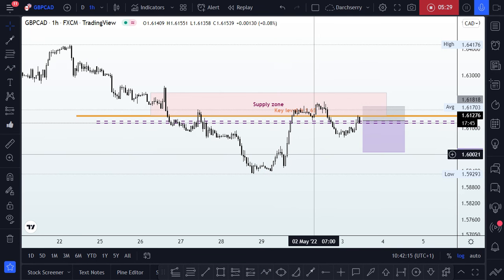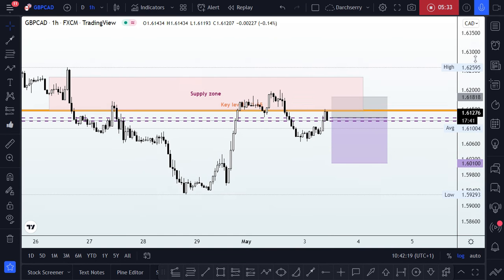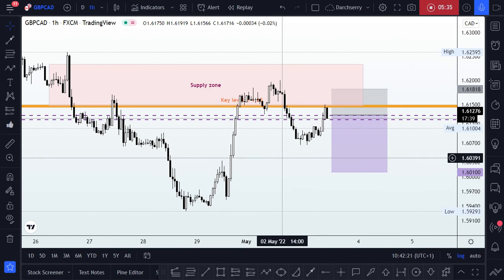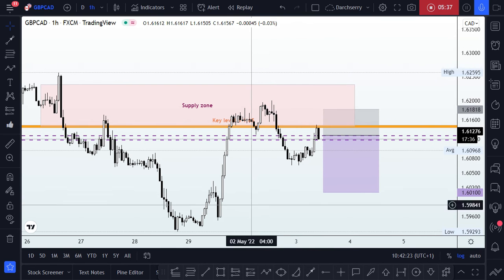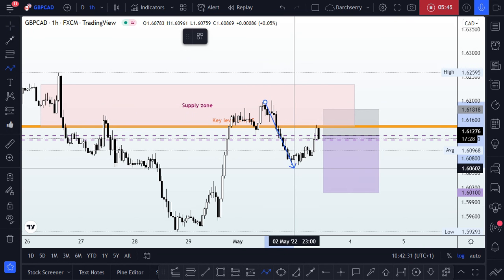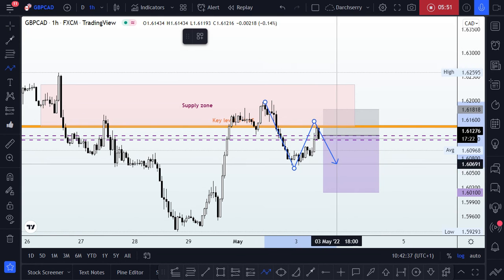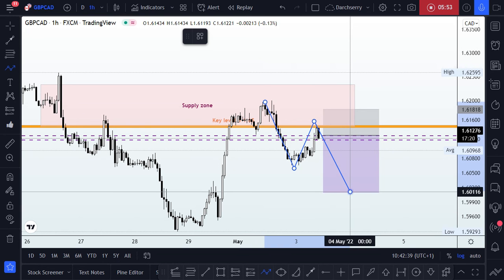Sorry, hold on please, give me a moment. Sorry, that's not what I wanted to identify. So what I'm seeing here is this: I saw this impulse leg from the supply zone, and I'm expecting a retracement into the golden zone area, after which we see a trend continuation to the downside.